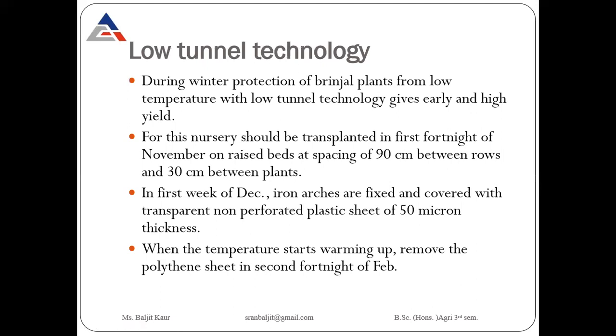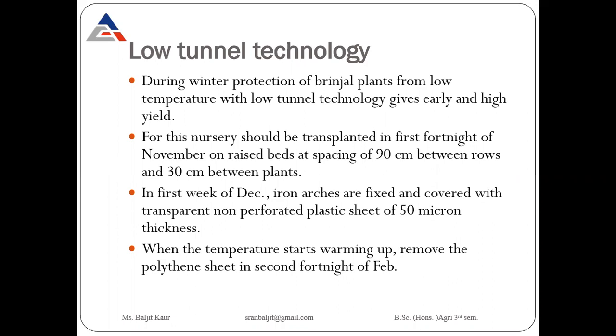Now, tunnel technology. As I have discussed in growing season or sowing time, the crop that is sown in the month of November is required to be protected against frost, because in December and January frost occurs. So to protect the seedlings against frost, this low tunnel technology is to be followed. So what is low tunnel technology? Low tunnel technology means we have to make the beds in the main field, and then these beds should be covered with some polythene sheets, right? So that are known as low tunnels.